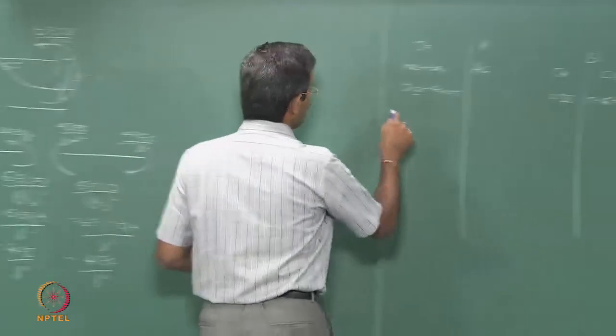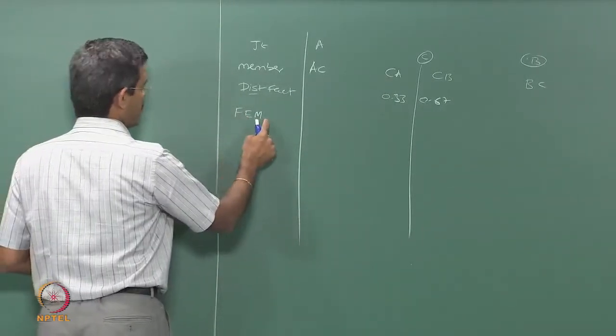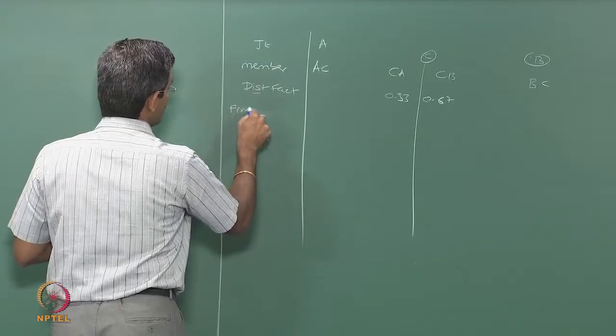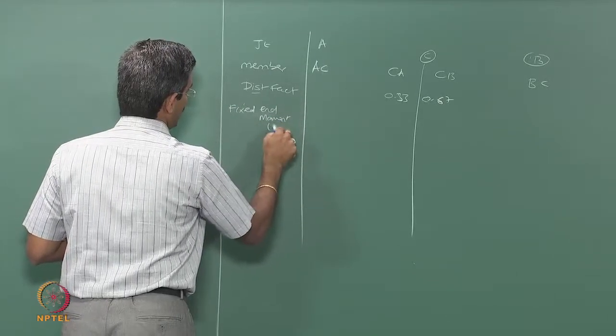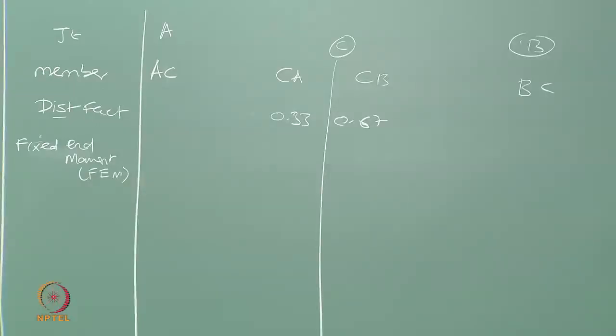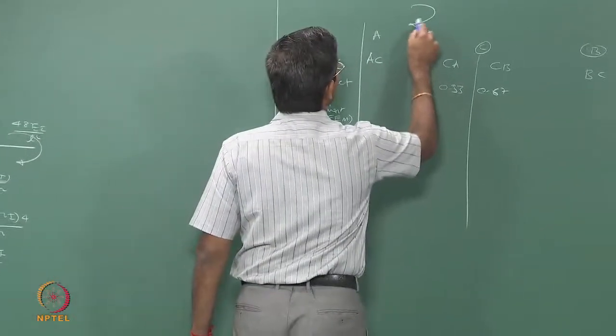Now, we also find a value called fixed end moments. This is not finite element method, this is fixed end moments. Let us just expand this. It is fixed end moments, briefly abbreviated as, let us say, FE. So, let us have a sign convention. We will make the sign convention clockwise as positive.